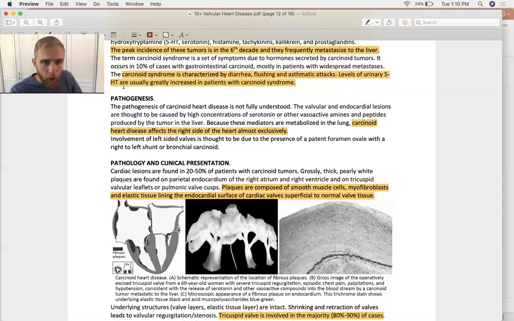So the symptoms of carcinoid syndrome, which means you got the carcinoid tumor, which means you got a lot of serotonin in your blood. All the symptoms fit having high blood serotonin. Diarrhea, check. Flushing, check. Asthmatic attacks, check.